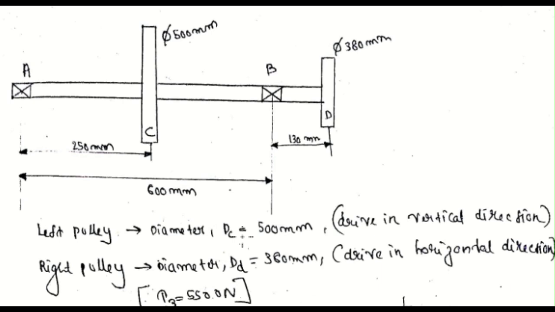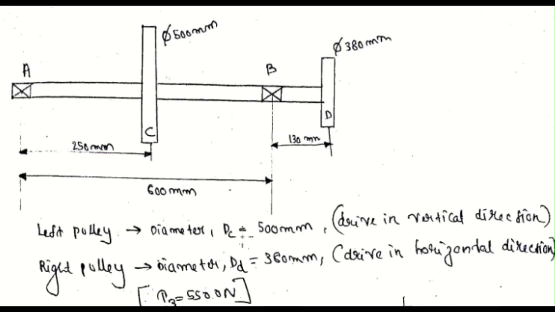So among T3 and T4, we normally consider by convention T3 as the maximum value. That is already given as 5500. So T3 is equal to 5500 Newton. You can take any letter, right? You can either put D1, D2, or if we follow this convention, it will be better to understand. So I'm taking T3 as 5500 Newton. So that's okay based on that value.